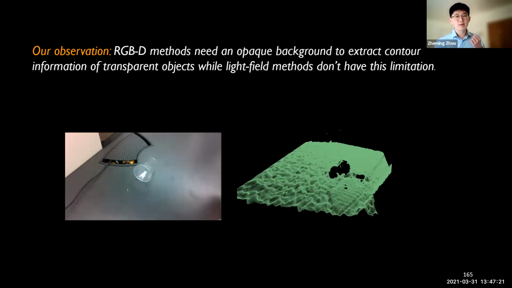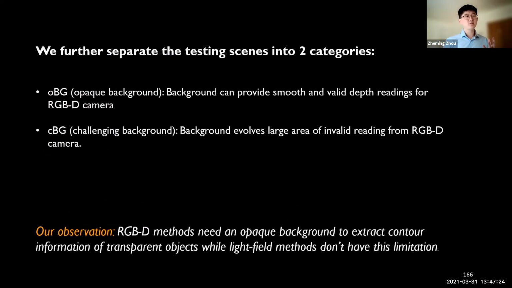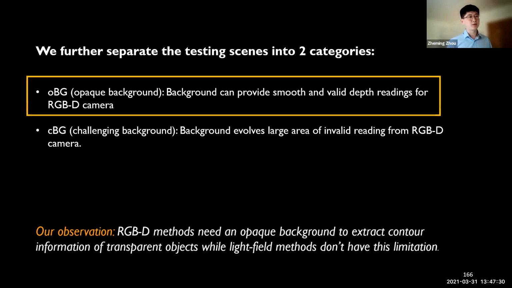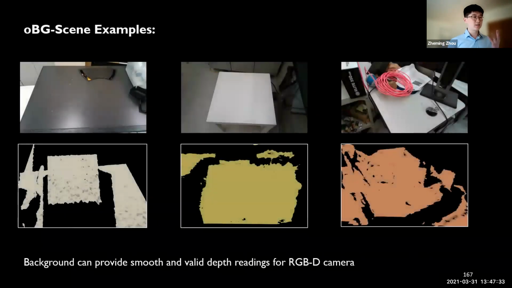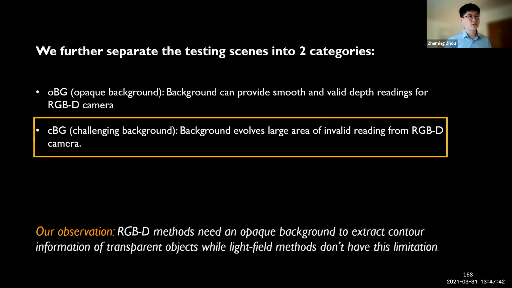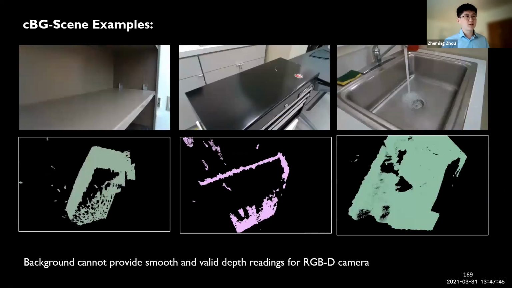To further investigate this observation, we separate the testing scenes into two categories. The first is the opaque background category, where all the tested scenes provide smooth and valid depth readings for the RGBD camera. The second is what we call the challenging background, where, because of the surface's own reflectivity or other issues, large areas of invalid readings are generated from the depth camera. I think these are also very common in our daily lives.